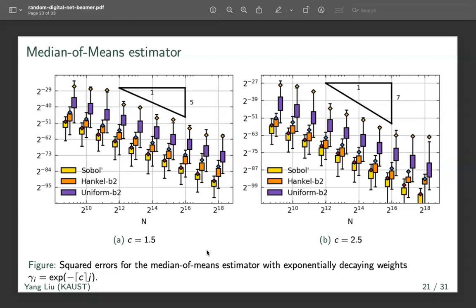And because we use the exponentially decaying weight, the effective dimension is low. So among these three methods, the Sobol sequence performs the best. But we also observe that the Hankel random design is substantially better than this uniform design because of the reduced probability bound that we have discussed earlier. And when c equals 2.5, we observe this theoretical rate, and a similar behavior to this first example.